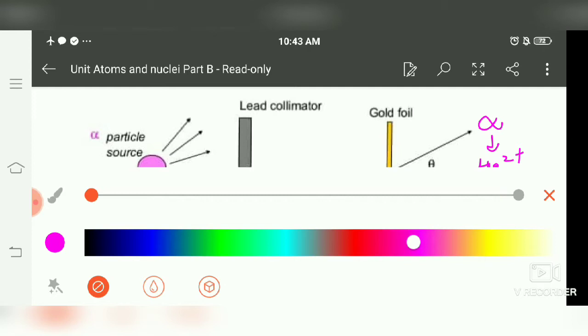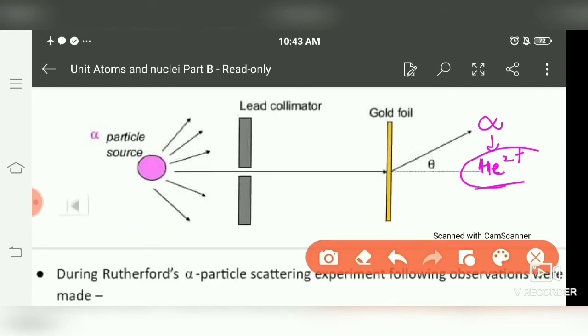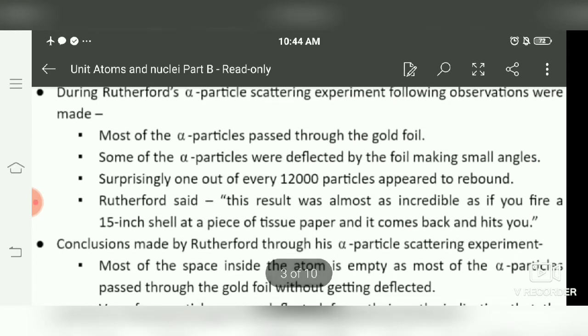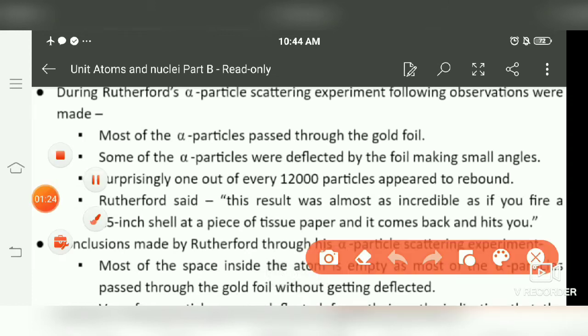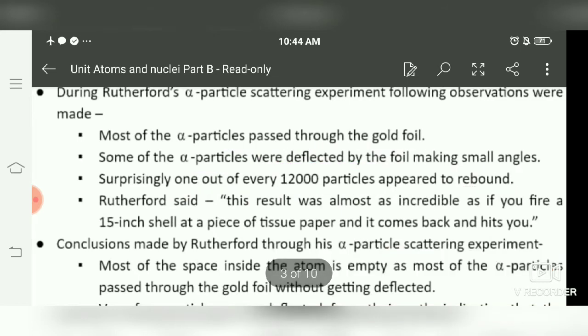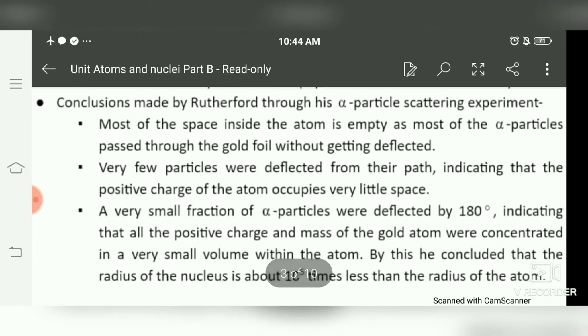So an alpha particle is a ray of positively charged particles. If in the atom positive charge is distributed all over, then each and every alpha particle must suffer equal deflection. But what he observed was a surprising result for him. Most of the alpha particles passed straight through the foil without any deflection, a few were deflected by a small angle, and 1 out of 12,000 rebounded, meaning it retraced its path.